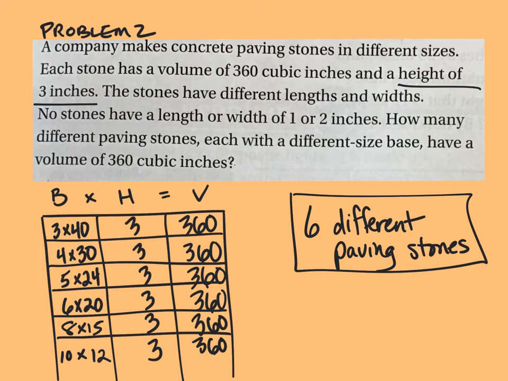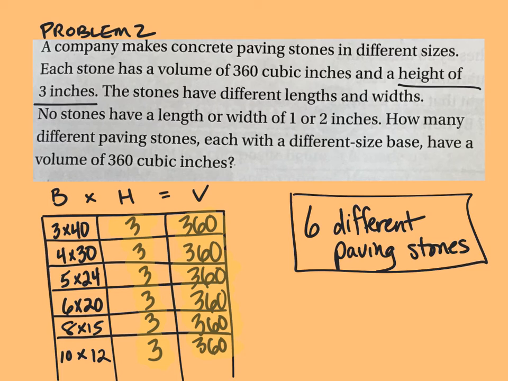So I came up with 6 different paving stones, and I want to point out a couple of things right now. Before I started, I knew that in my table, I could fill out this column right here, the volume column. I knew all of those were going to equal 360. And I also knew the height. I knew that the height was going to be 3, so I could fill that in right away. Then I just had to figure out, what do I multiply by 3 to get to 360? And I figured that out.